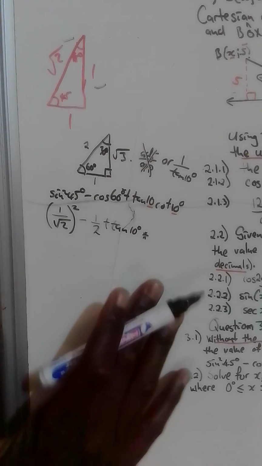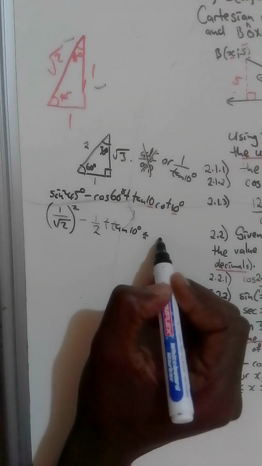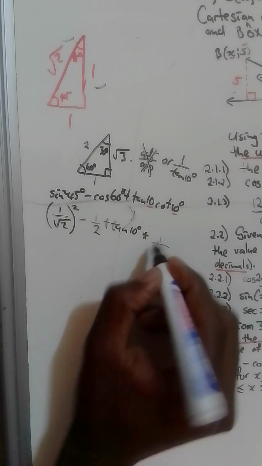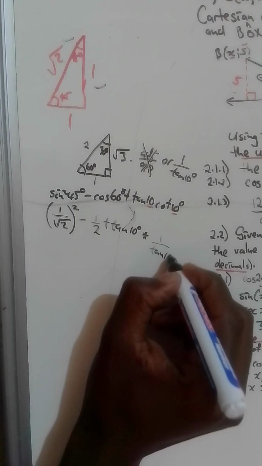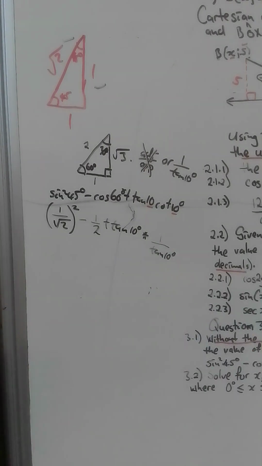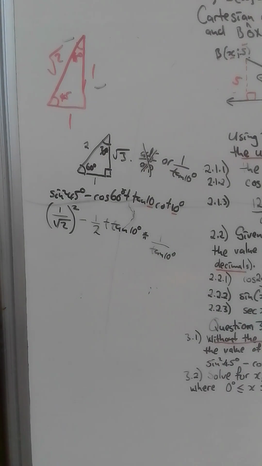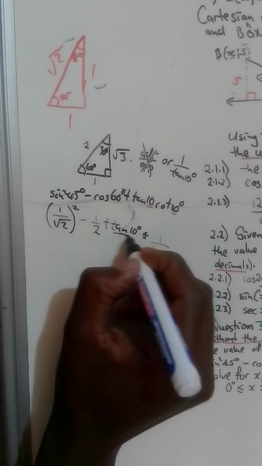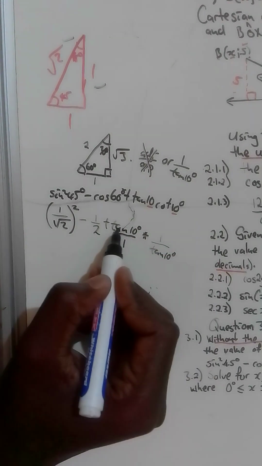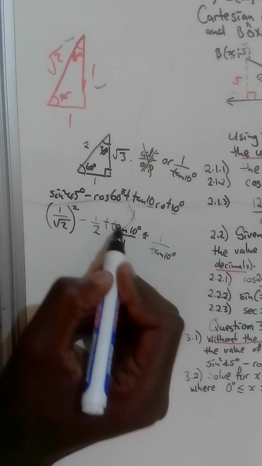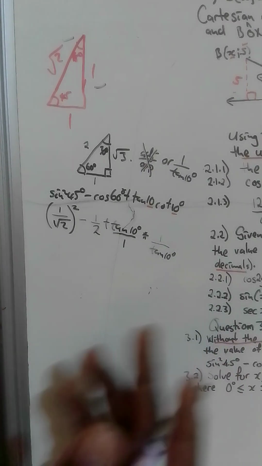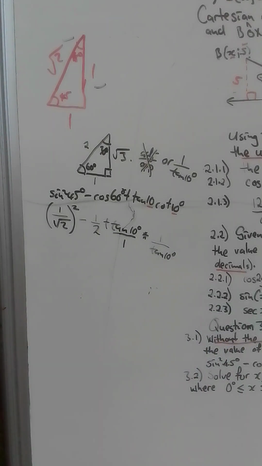Please be very much aware of your reciprocal ratios. Practice them, right? So here now I write 1 over tan 10 degrees. And why am I doing that? Because remember, when things are multiplying each other, I can write this tan 10 degrees over 1. This tan 10 degrees and that tan 10 degrees are going to cancel out. You understand? So we will get to it.